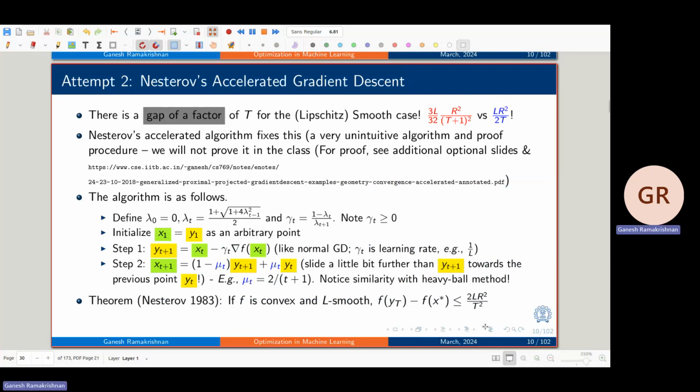So y t, f of y t minus f of x star is less than or equal to 2... This is the expression. Sorry, what have I said? Okay, sorry, I made a mistake. This was our target. We don't get there, but we get in a similar form. Our target was this, with 3L by 32. What we get is 2 L R square divided by T square, which is of the same nature.